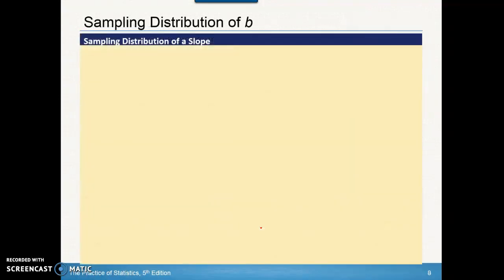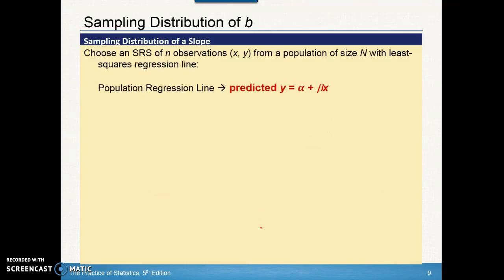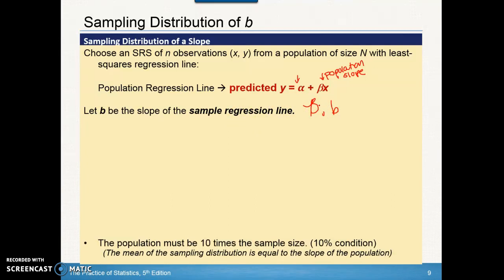All right, now let's take a look at the formal definition of a sampling distribution of a slope. Number one, when you choose a simple random sample of n observations of x, y from a population of size n with a least squares regression line, the population regression line is your predicted y equals alpha, which is your y-intercept, plus beta. Notice this is a big B, so this tells you this is your population slope, big beta. Let little b be the slope of the sample regression line. So make sure you understand the difference between big B, the population slope, and little b, the sample slope.